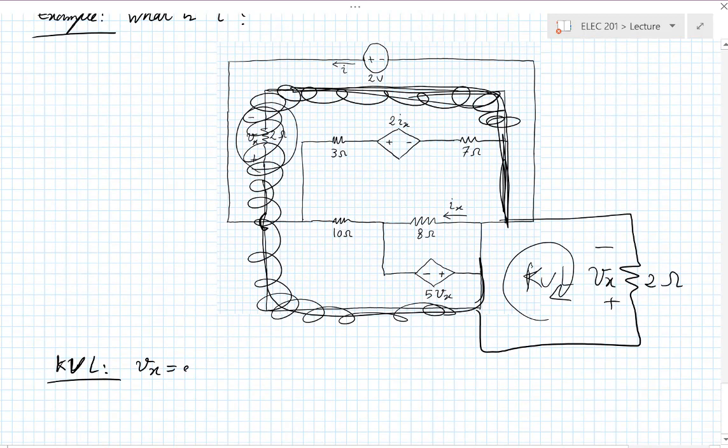Then let's look at the next KVL right next to it, the one that involves that voltage-dependent voltage source, 5 times Vx. Well, if Vx is 0, 5 times Vx is easy. That's 0. So what does that tell me about the voltage across the 8 ohm resistor? 0. And what does that say then about the current Ix? 0.